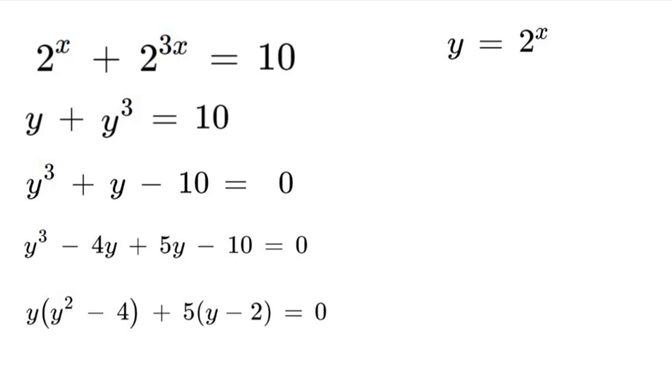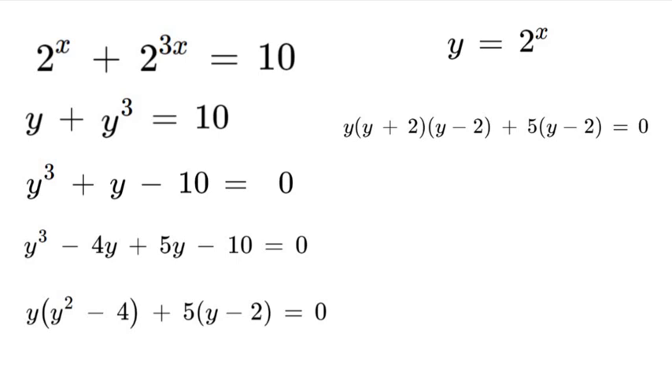That leaves us with y times y squared minus 4 plus 5 times y minus 2, and that is all equal to 0. Now we can factor this a little bit more because the y squared minus 4 can be rewritten as y plus 2 times y minus 2. And everything else stays the same.